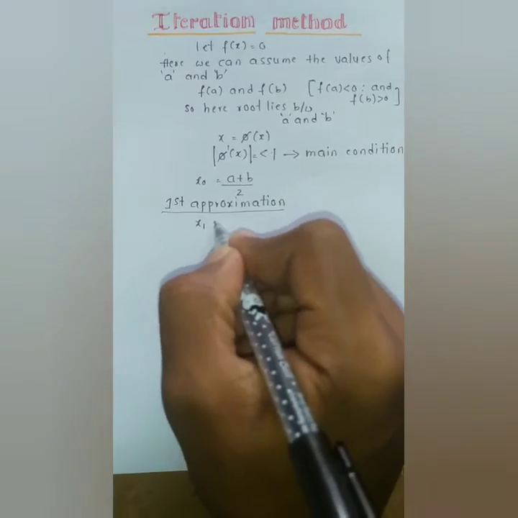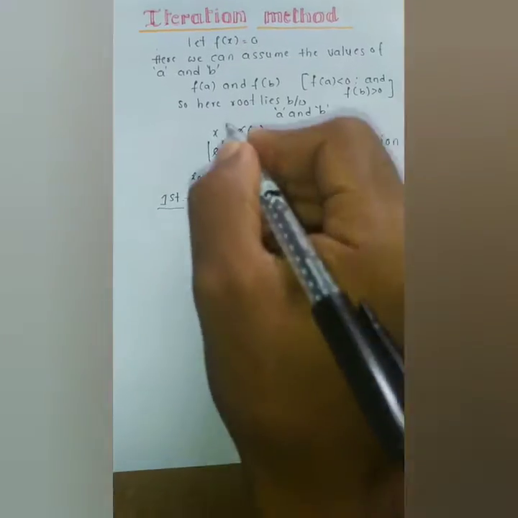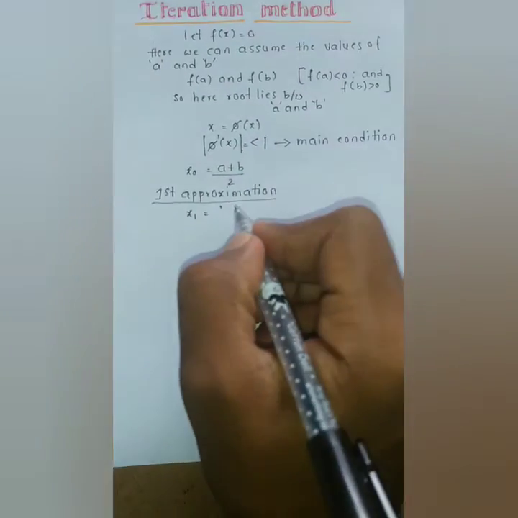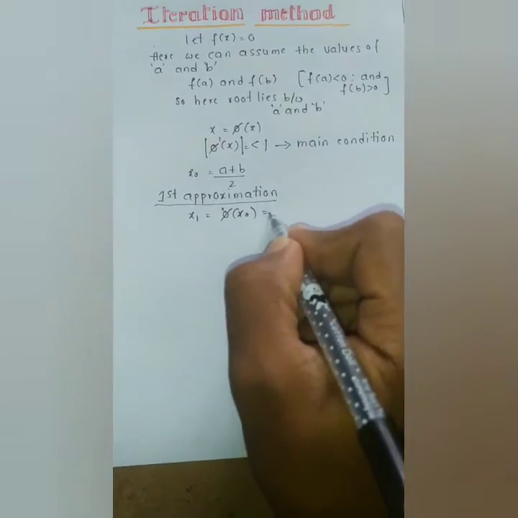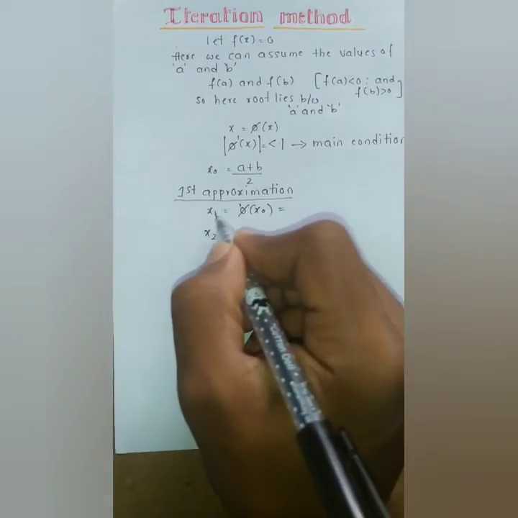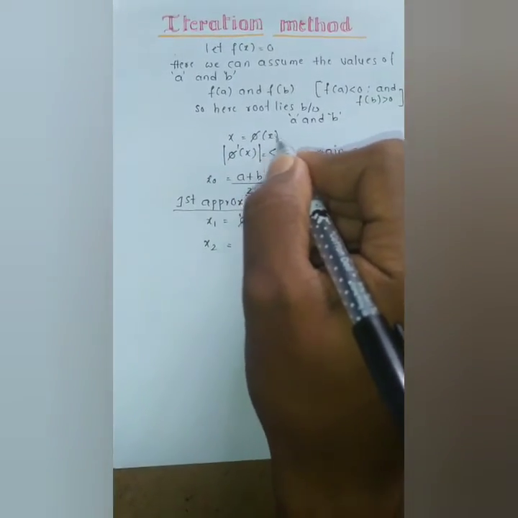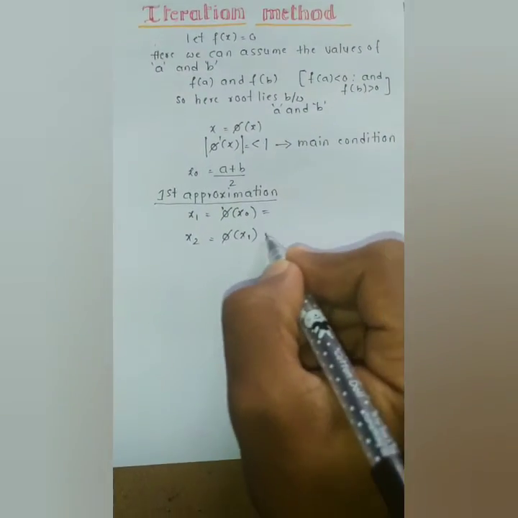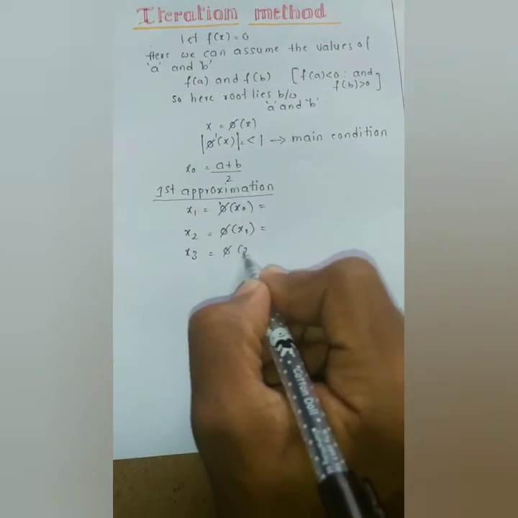The first approximation value is x1, that is phi of x0: substituting the value of x0 in phi(x) gives the first approximation value. Similarly, you can find the second approximation x2 by substituting the value of x1 in phi(x), which gives the value of x2. Similarly x3 is equal to phi(x2).